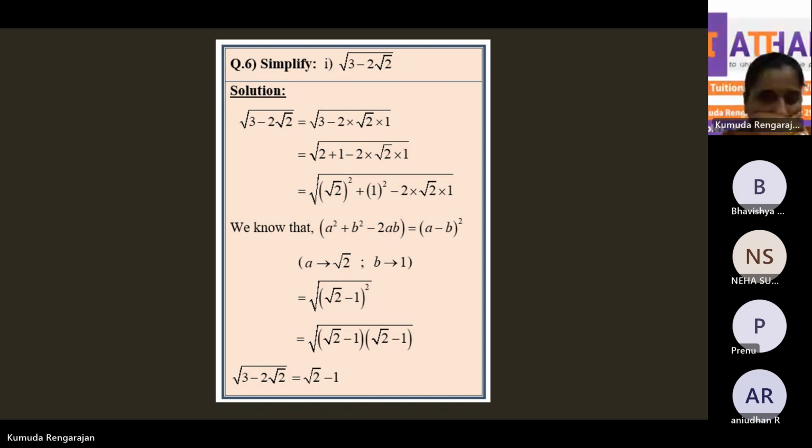What? Bodmas. What does Bodmas say? Bracket of division, multiplication, addition, subtraction. When there's multiplication, you should multiply and then only you should do addition.